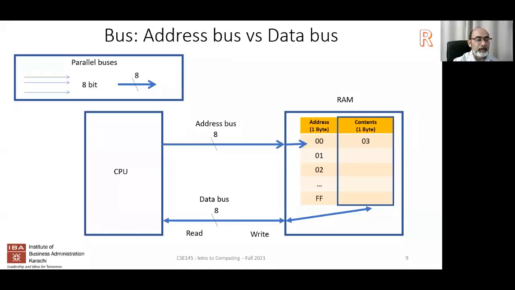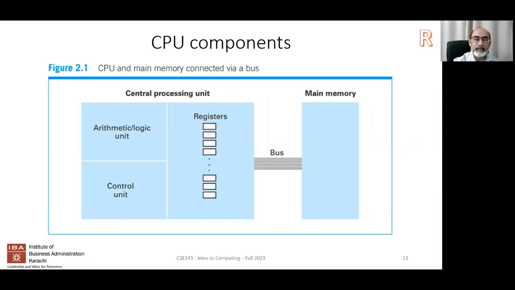We also looked at the bus, which connects the memory, the RAM, and the CPU. There are two types of buses that we talked about, the address bus and the data bus. Then we went on to look at the components of the CPU: the ALU, the registers, and the control unit, the three primary components.